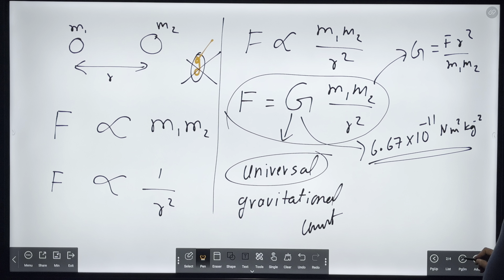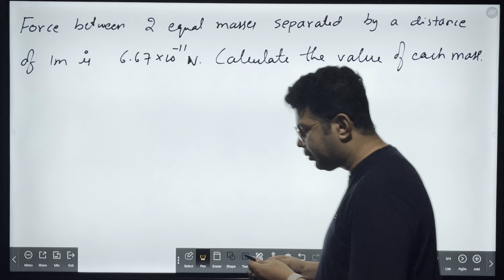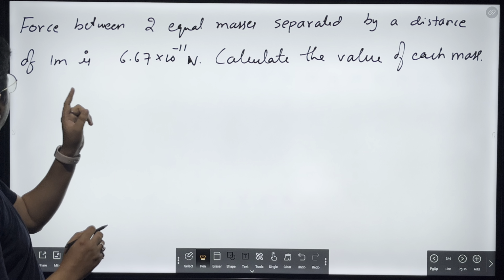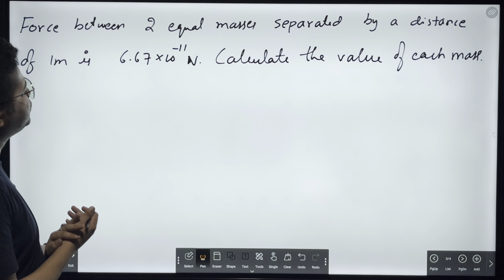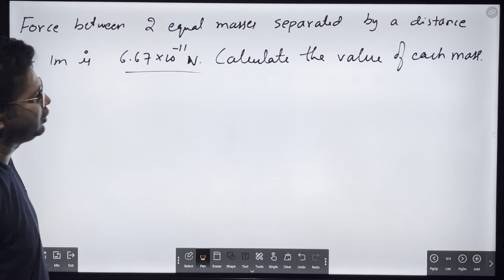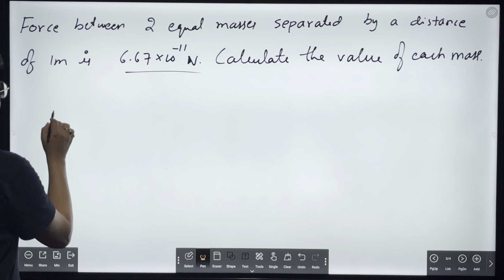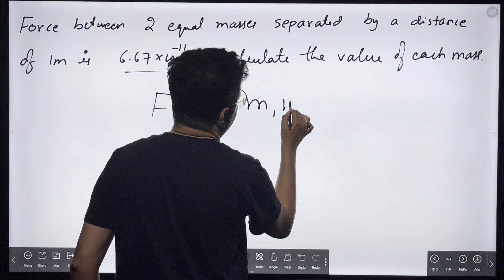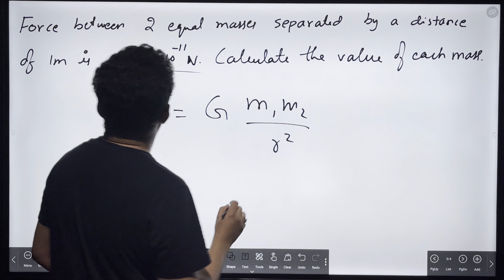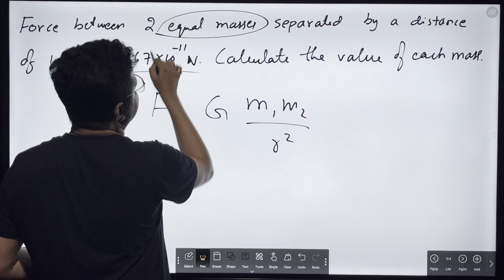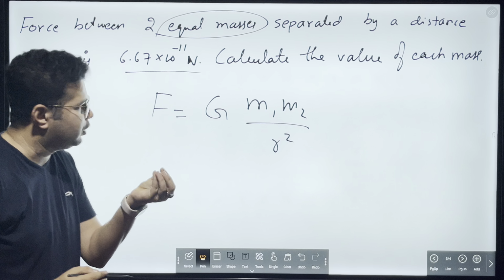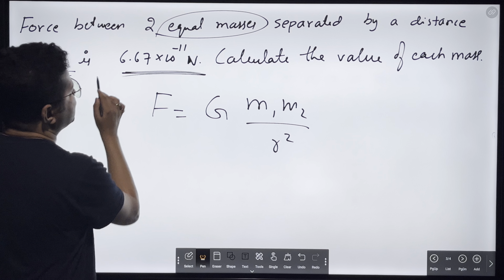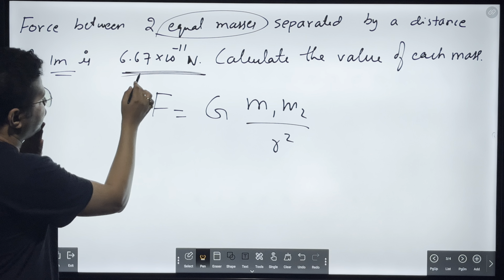Now we'll solve a simple problem. The force between two equal masses separated by a distance of 1 meter is 6.67 into 10 to the power minus 11 Newton. Calculate the value of each mass. The formula that we are using is F is equal to G into m1 m2 divided by r square. Force between two equal masses, I call both the masses m, separated by a distance of 1 meter, is 6.67 into 10 to the power minus 11 Newton. The force is this.